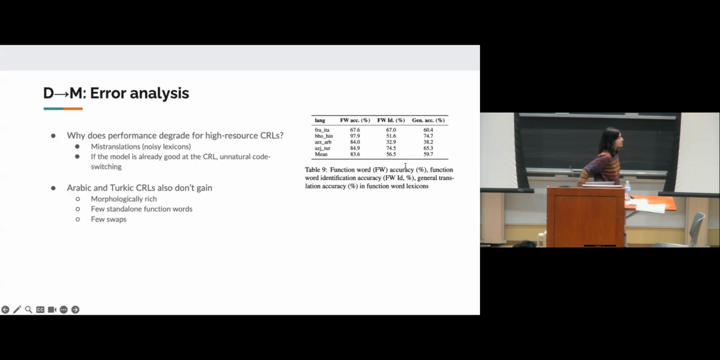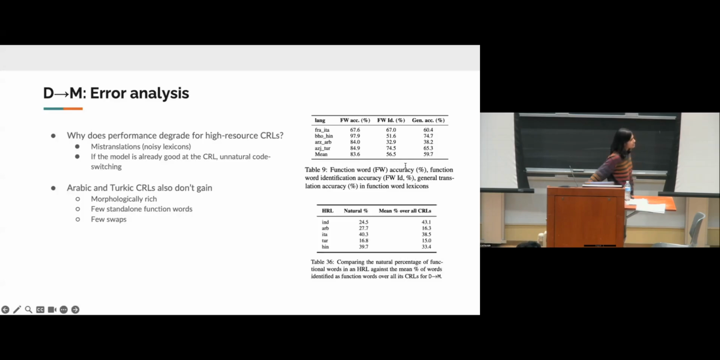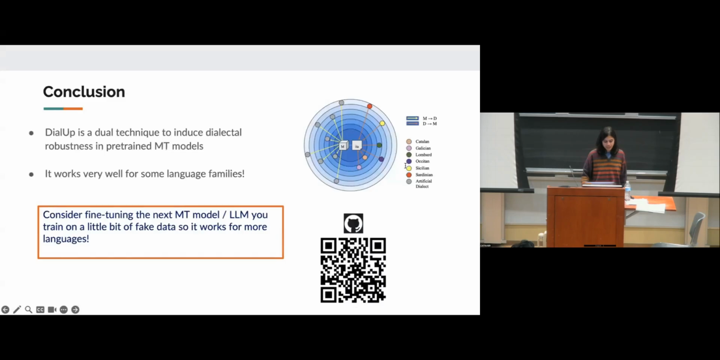Okay, and then some language families don't gain as much as others. That's Arabic and Turkic. These languages are morphologically rich. They have fewer standalone function words that we can replace with our methods, because our methods are based on white space splitting and don't have more sophisticated morphological tools to identify these morphemes in these languages. And therefore we just make much fewer swaps on these languages, and so we just don't see much gains.